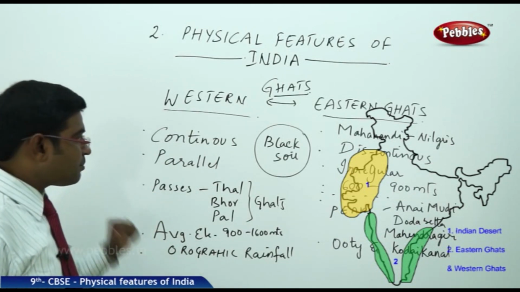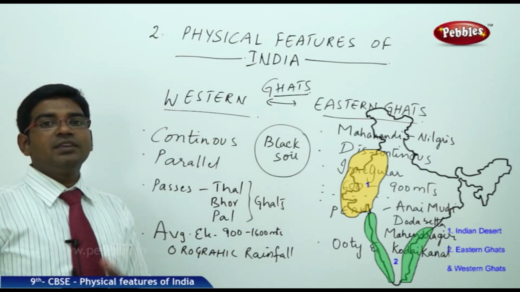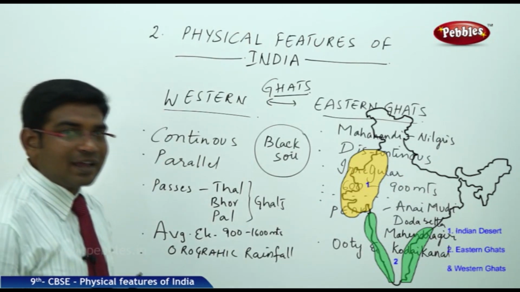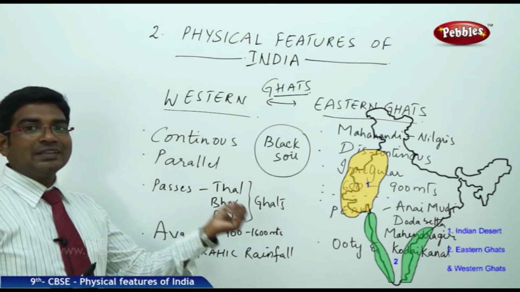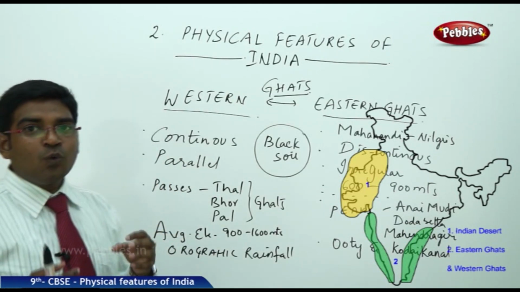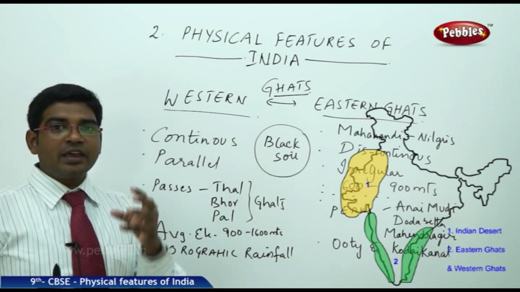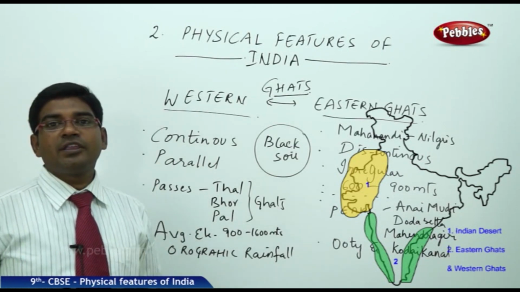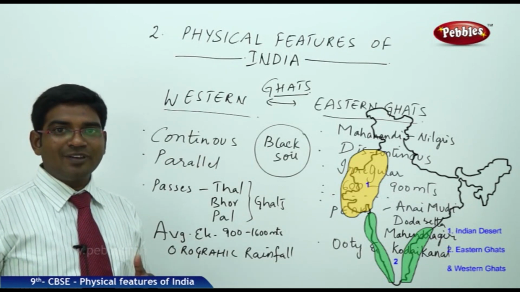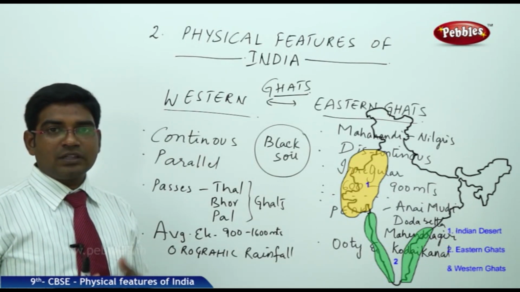These three are the main important passes which we have in the Western Ghats, while the average height of the Western Ghats is 900 to 1600 meters, and here in the Western Ghats we experience the orographic rainfall. As we all know, in the orographic rainfall, on this side we have the Arabian Sea, which is on the western side of the Western Ghats.